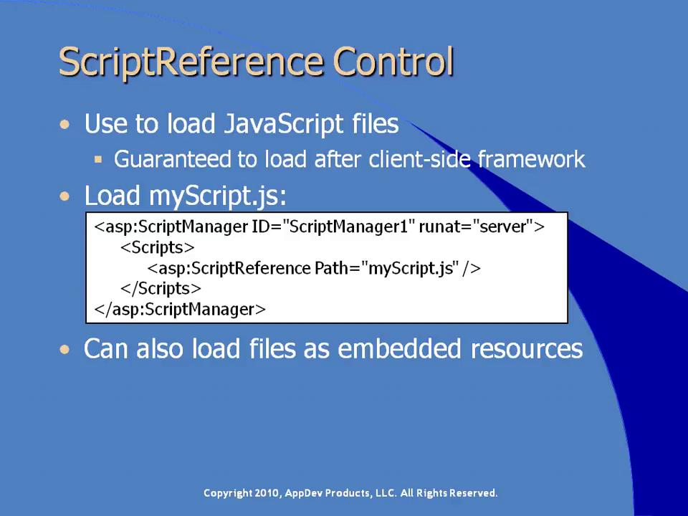The script reference child control can also load JavaScript files that are stored as an embedded resource in your distributed assembly. If you change the build action of myscript.js from content to embedded resource within Visual Studio, then your script file will compile into the assembly. And this is nice because it makes deployment of your scripts easier because all of the scripts combine into one file. It also adds a measure of security to the scripts. They're more difficult to change as an embedded resource.